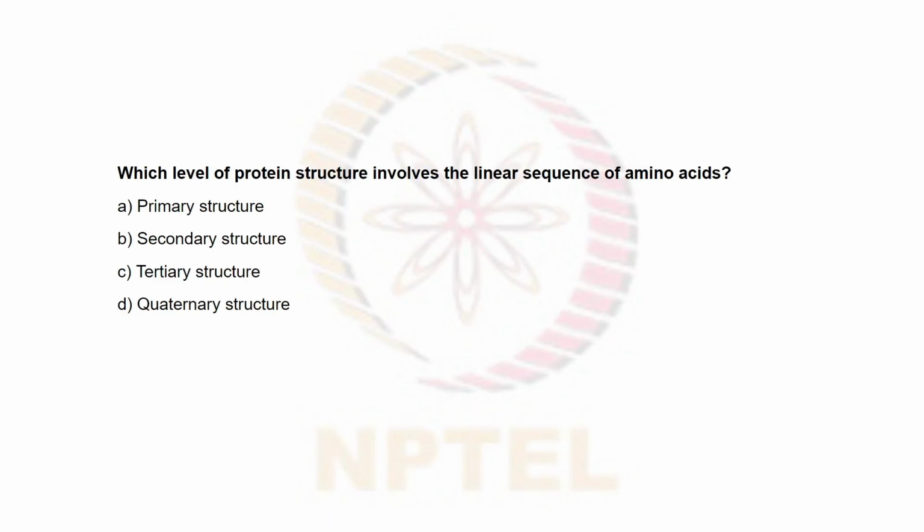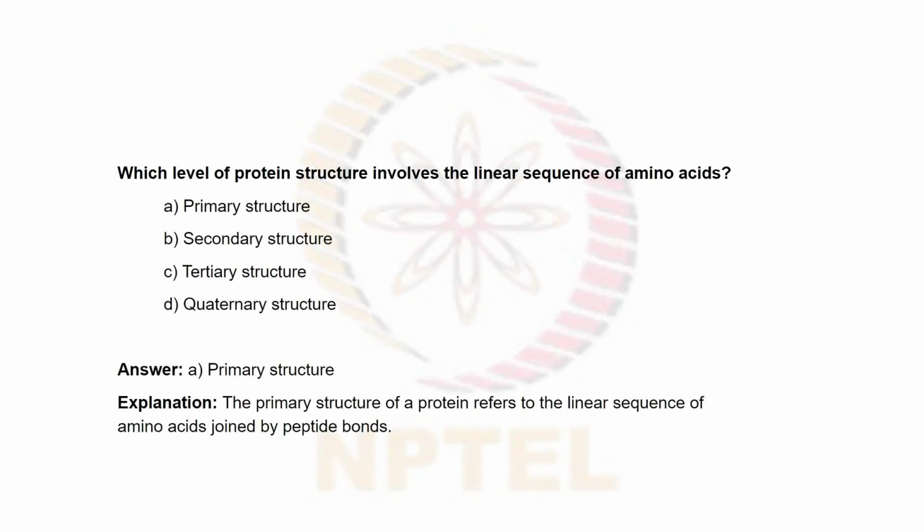Thank you for your answers. The primary structure of a protein refers to the linear sequence of amino acids joined by peptide bonds.